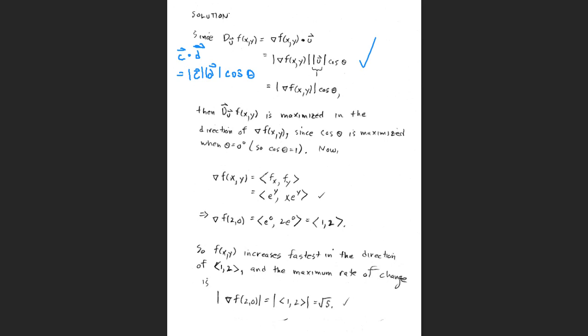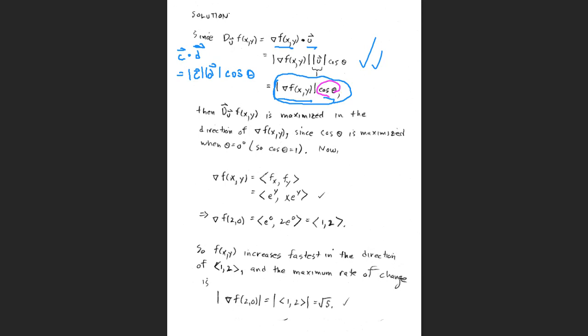We have a gradient vector and we have a unit vector. Here's the dot product, but the length of the unit vector is just 1. So the directional derivative is equal to the length of the gradient vector times the cosine of the angle between the unit vector and the gradient vector. But where would this be maximized? Well, it depends on the cosine of theta.